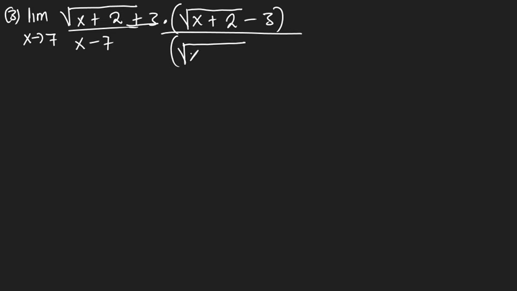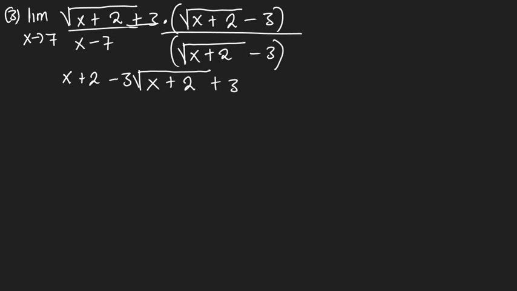Then this is going to be x plus 2 minus 3. Then you are going to multiply the square root of x plus 2 multiplied by the square root of x plus 2. You are going to have x plus 2. Then root of x plus 2 multiplied by negative 3. You are going to have minus 3. Then x plus 2. Then this is going to be plus 3 multiplied by root of x plus 2.